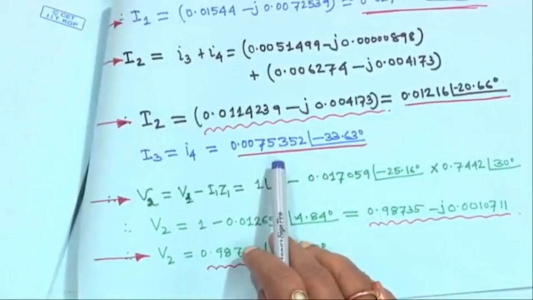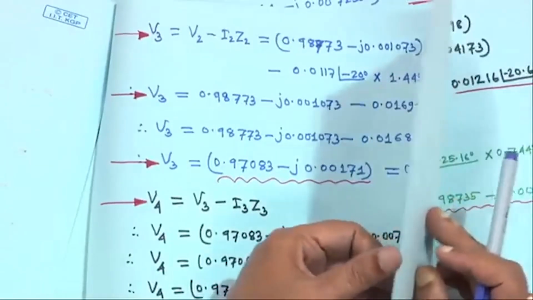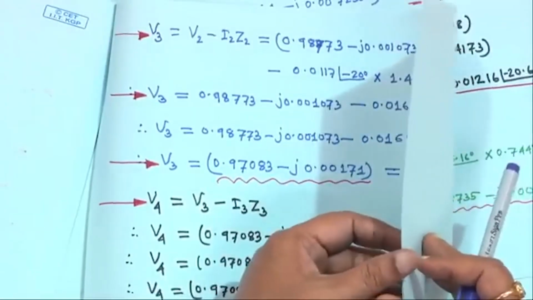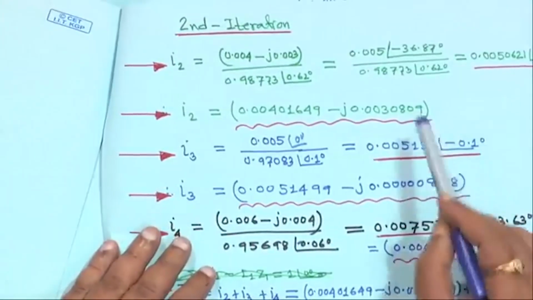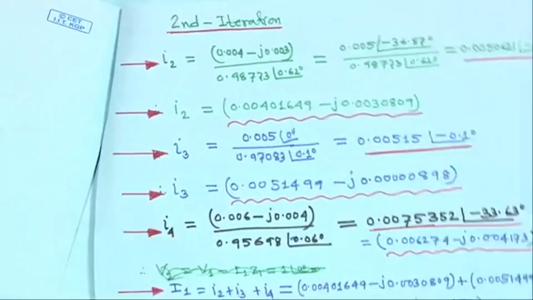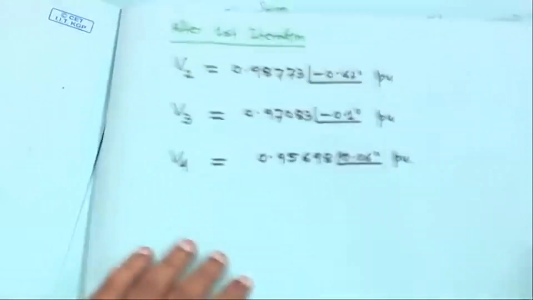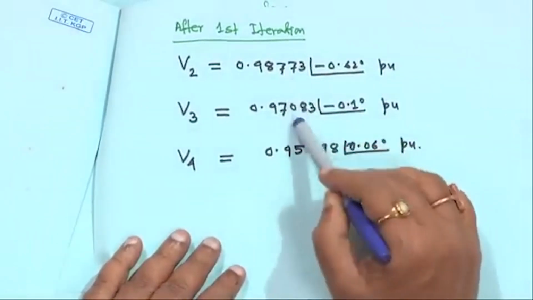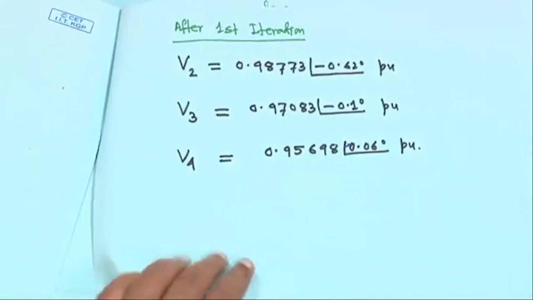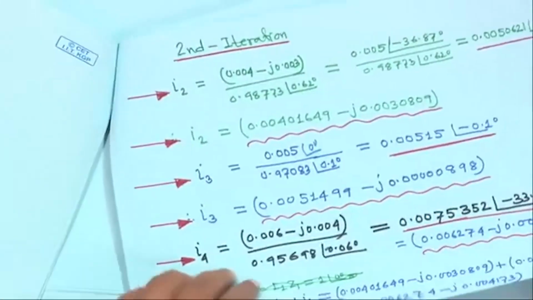I will suggest for faster calculations, at least for this example, the voltage angles are actually very small, all these angles are very small. So, even if you neglect this angle, and directly take the voltage magnitude, you will get a quicker solution and very close to the actual solution.